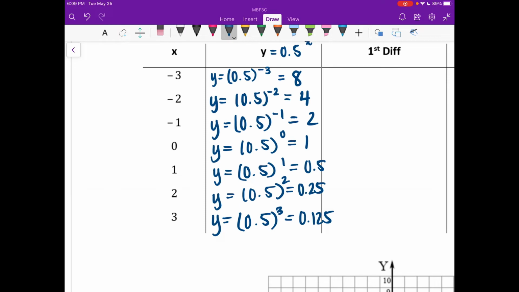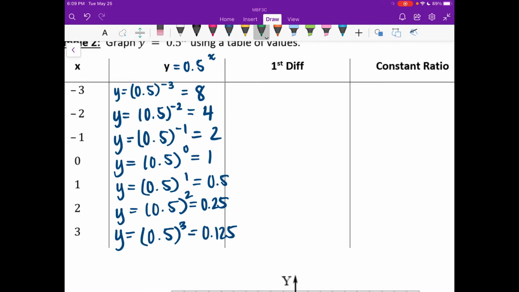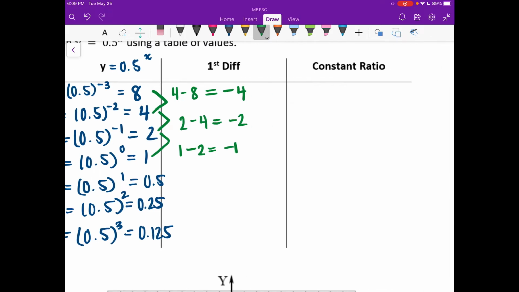Then let's go in and find the first differences here. So 4 minus 8, always the bottom one from the top one, is negative 4. 2 minus 4 is negative 2. 1 minus 2 is negative 1. And honestly, in this situation, what I like to do is do the first differences and constant ratios together because I find it easier to remember the numbers.